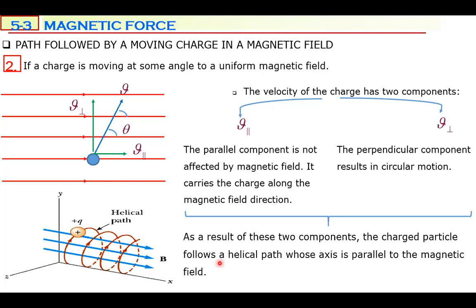As a result of these two components, the charged particle follows a helical path whose axis is parallel to the magnetic field. So this is called the helical path. As you see, when the particle enters the magnetic field at some angle to the magnetic field lines, it will start moving along the magnetic field by following a helical path. And the direction of the axis of the helical path, which is this, will be the same as the direction of the magnetic field.